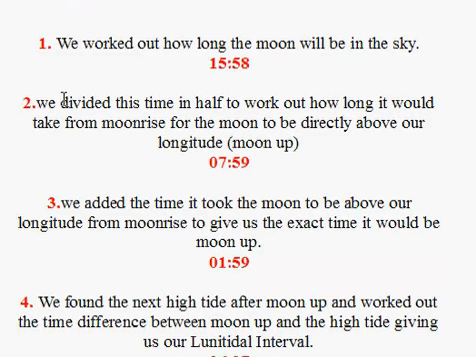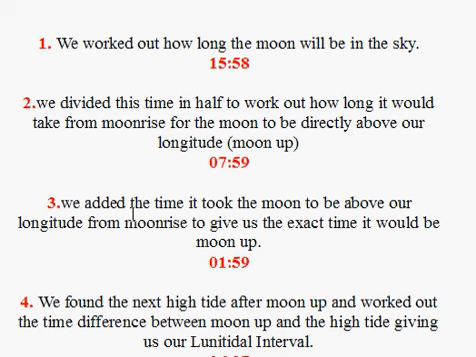The first thing we done was we worked out how long the moon will be in the sky. So we got Moonrise, we got Moonset, we worked out how long it would be in the sky. We then went on to number 2. We divided this time in half to work out how long it would take from Moonrise for the moon to be directly above our longitude. So if we divided the 1558 in half, it would be 7:59. So at 7:59 from Moonrise, it was above our longitude.